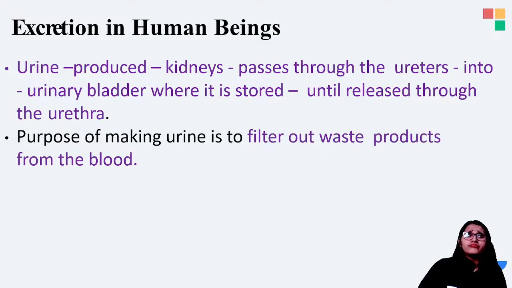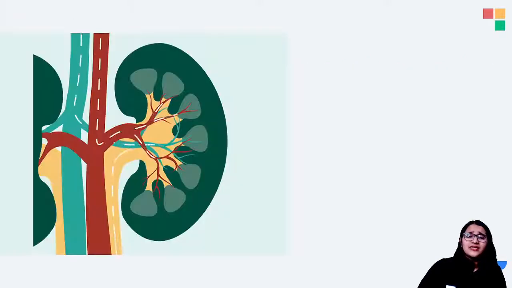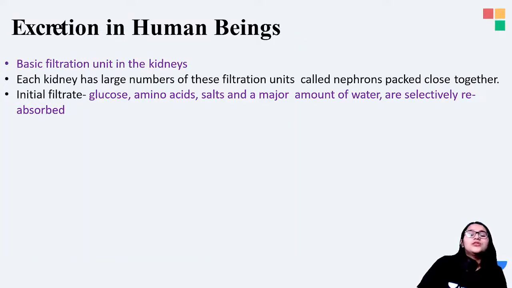So urine is produced by the kidneys from whatever waste it has taken up from the blood, which has entered the glomerulus. The urine is stored in the urinary bladder until release. The purpose of making urine is to filter out the waste products which are making the blood toxic, like urea, uric acid, and everything. Over here you can see the red one is taking the blood inside, the blue one is taking the blood outside.